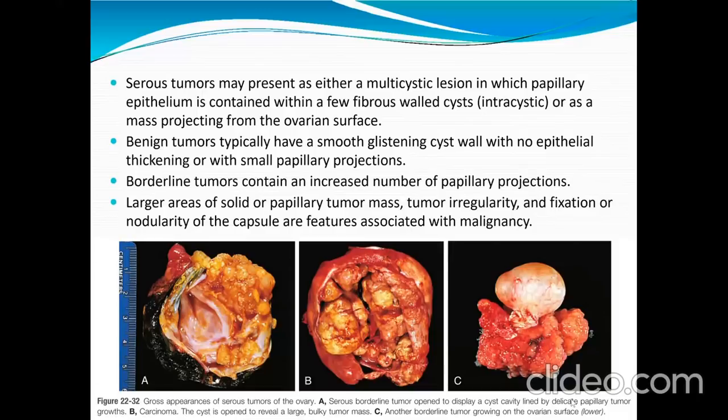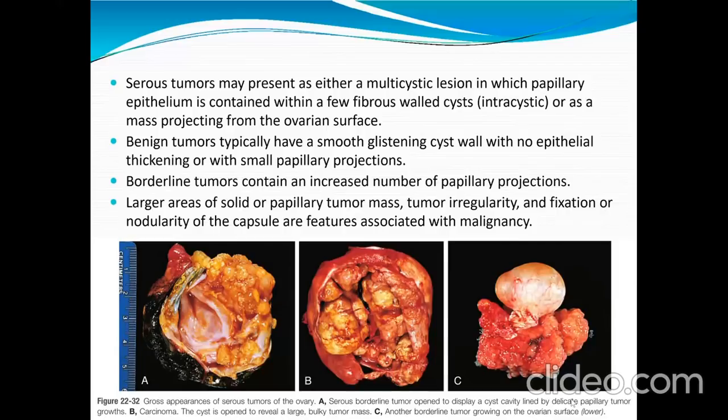As we can see in the photo included here, the gross appearance of serous tumors. The first photo is showing us a borderline tumor where, upon cutting the cyst, we can see that the cyst cavity is lined by delicate papillary tumor growths. In the second photo, that is B, we can see carcinoma. The cyst is open to reveal a large bulky tumor mass. And in the last photo, that is C, we are seeing another borderline tumor growing on the surface of the tumor.